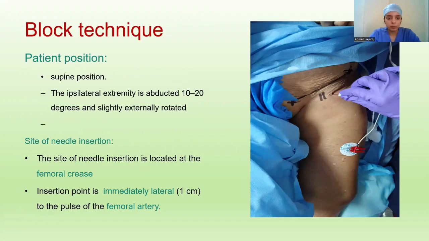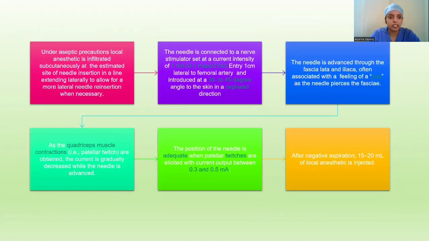The patient is kept in supine position with the ipsilateral extremity abducted to 10 to 20 degrees and slightly externally rotated. The site of needle insertion is located at the femoral crease, which is a prominent anatomical landmark. To form the inguinal ligament, a line is drawn from the pubic tubercle to the anterior superior iliac spine. Along the line, the femoral artery is palpated and the insertion point is immediately lateral, around 1 centimeter to the pulse of the femoral artery at the femoral crease.